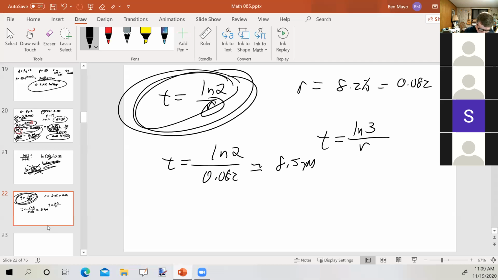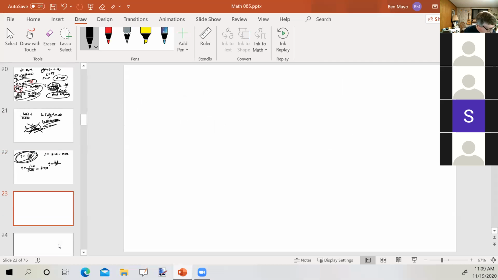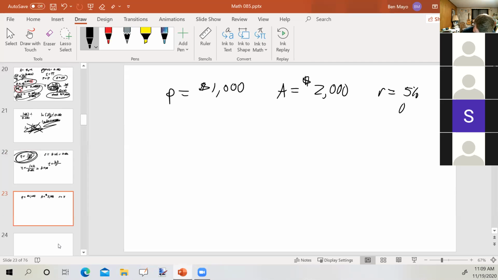In fact, let's go back. Let's do this problem now. This problem says doubling money. How long will it take $1,000 to double if it is invested at an annual rate of 5% compounded continuously? All right. So the principal is $1,000. We want it to double, so we want it to end there. And the annual rate is 5%. And the question is how long?